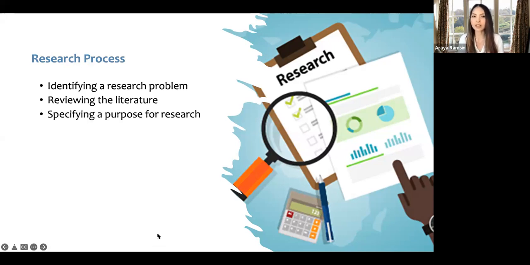The next step is to specify a purpose for your research. If your research problem covers a broad topic of concern, you have to narrow it down before you can come up with the purpose statement. This statement will convey the overall objective or intent of your research. It is the most important statement in your research study as it contains the major focus of the study, the participants in the study, and the location, for example. So this is quite important.